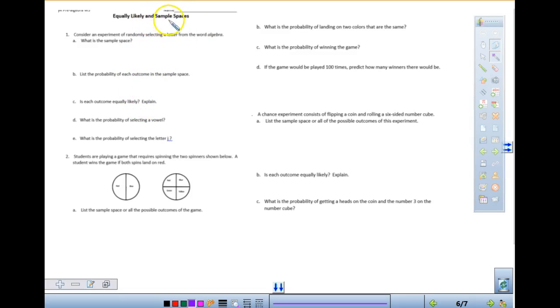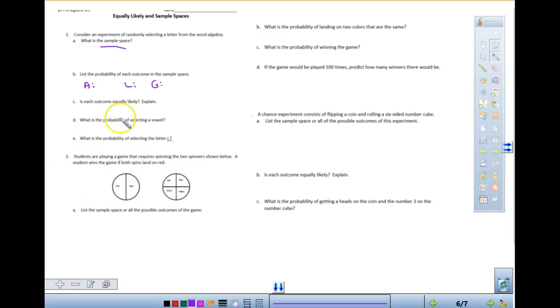So when you look at equally likely and sample spaces, think back. Consider the experiment of selecting the word algebra. What is your sample space? So again, that first part in our homework in our notes, sample space. It says list the probability of the outcome in the sample space. So the probability of each outcome. So that means the probability of an A. What do we think that probability is? The probability of getting an L. The probability of getting a G. Okay, so please list all of those.